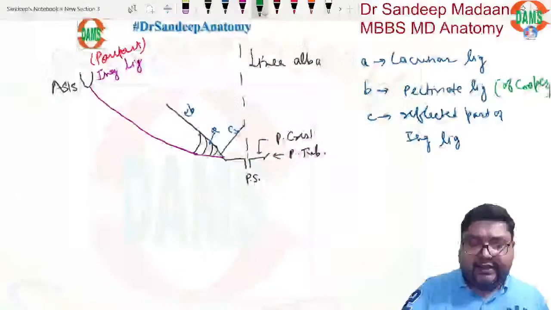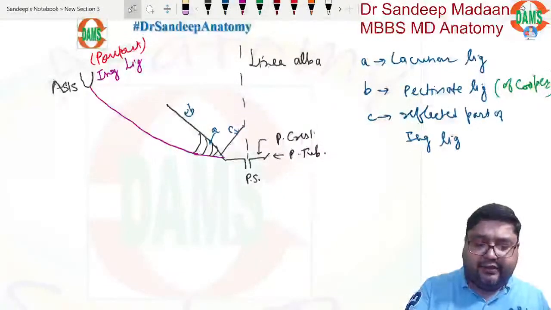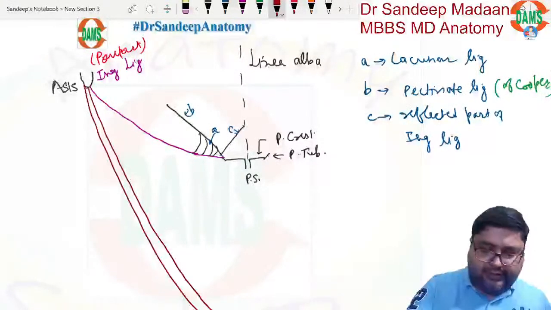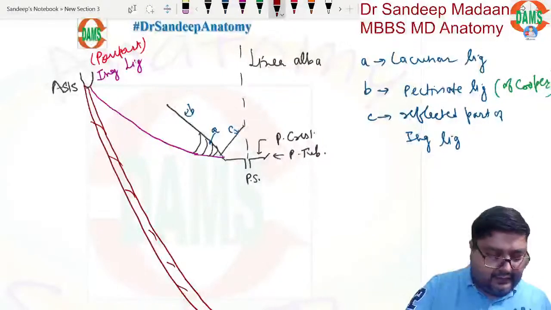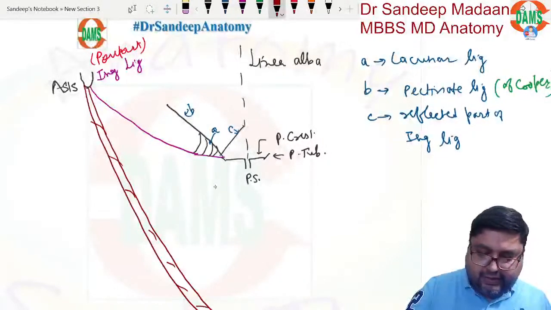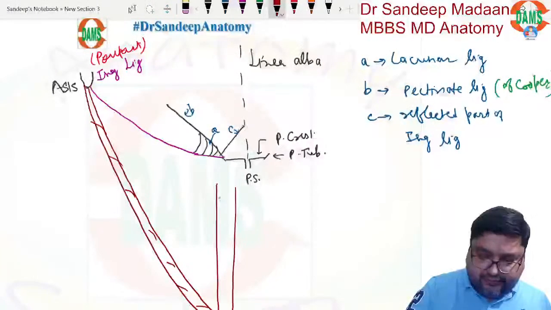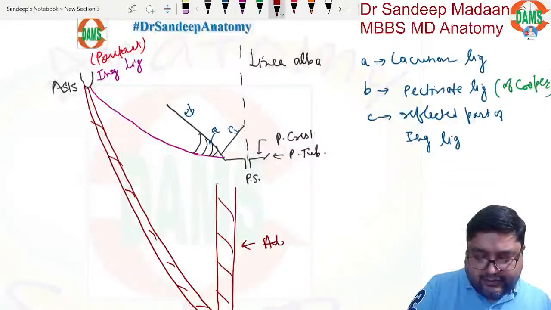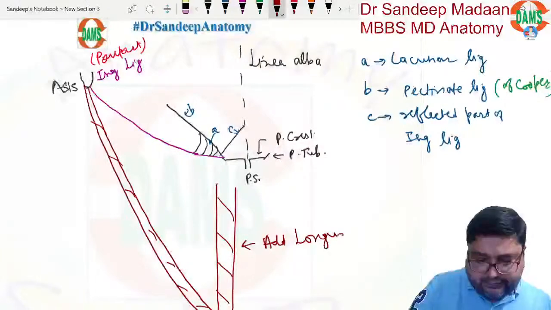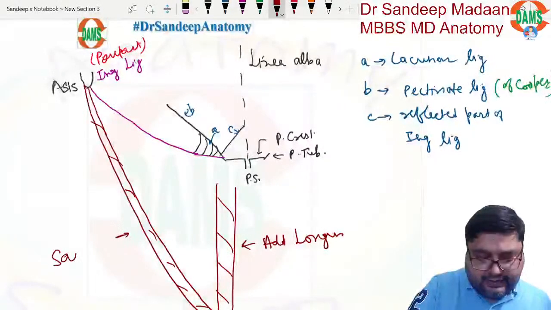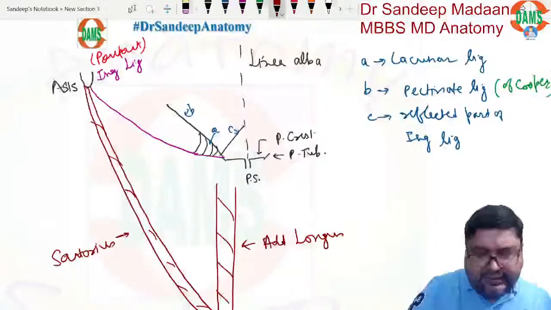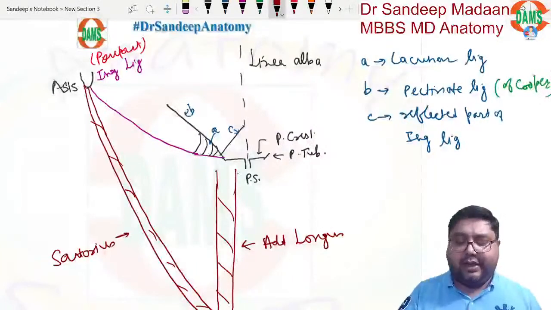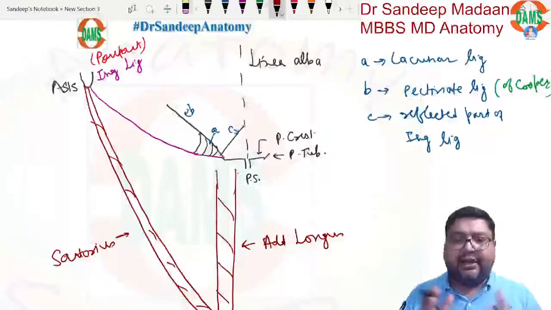Now if we add in this ASIS, which muscle is present? We know that at the ASIS this muscle is present, the sartorius muscle, and in the medial aspect we have the adductor longus. So this becomes the boundary for the femoral triangle, where we have the sartorius as one boundary, the adductor longus as another boundary, and the inguinal ligament which makes the base.